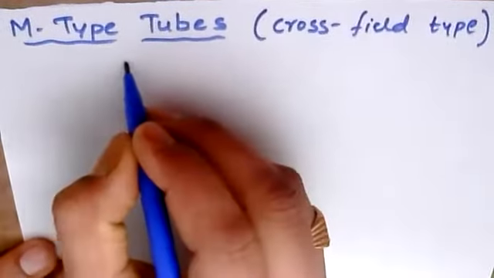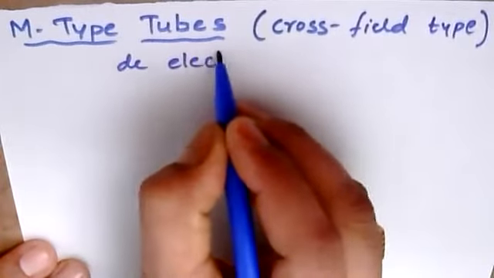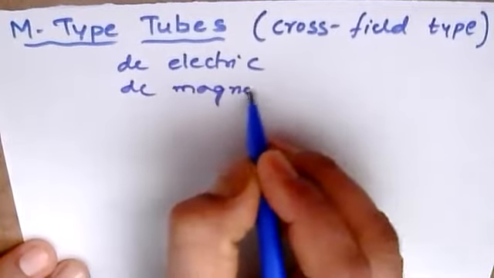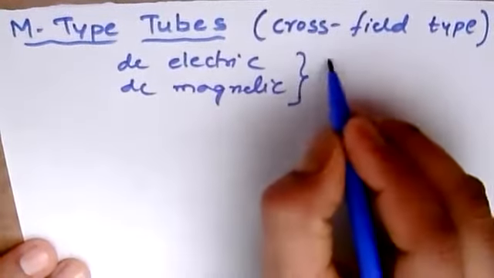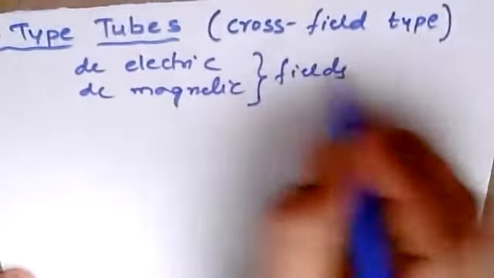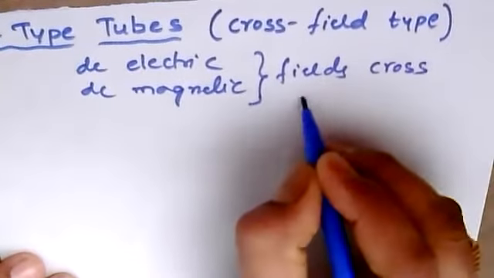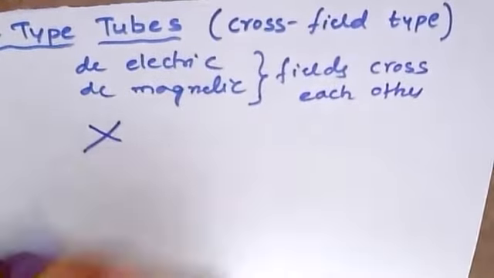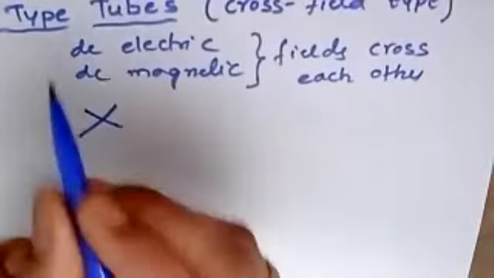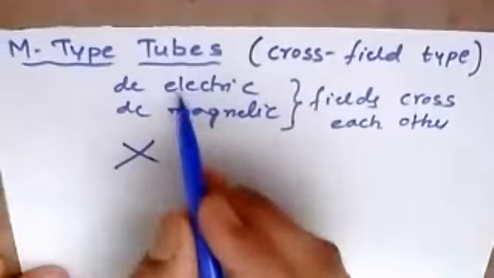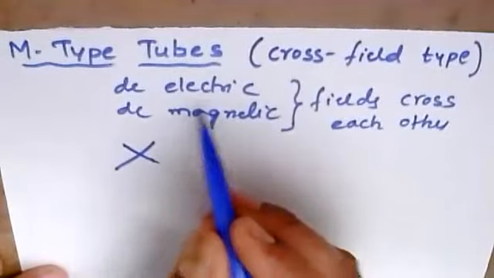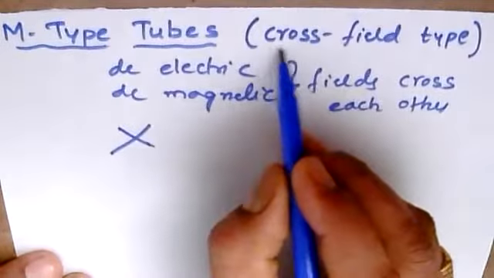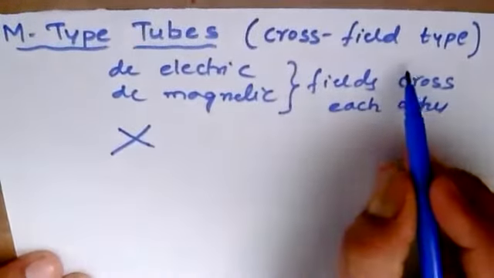It's because the DC electric field which is being provided and the DC magnetic field which is being provided, both the fields will cross each other. So the crossing of electric field and magnetic field will be taking place in M type of tubes. Okay, so they are named as crossed field type of tubes.